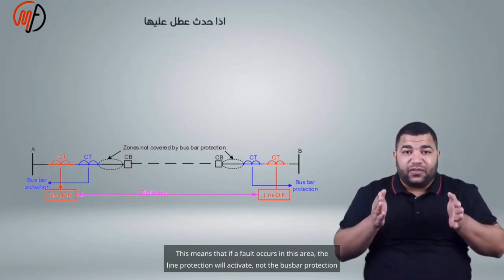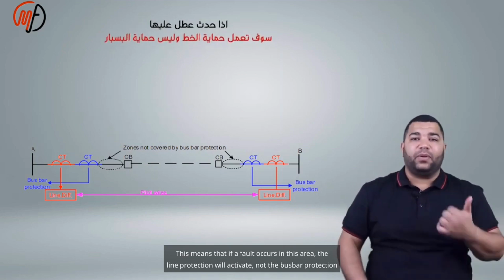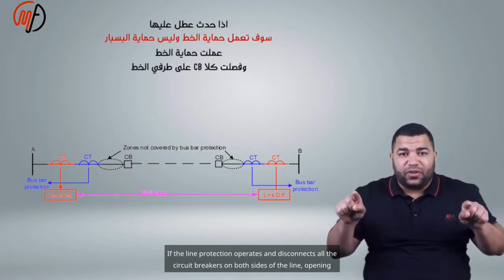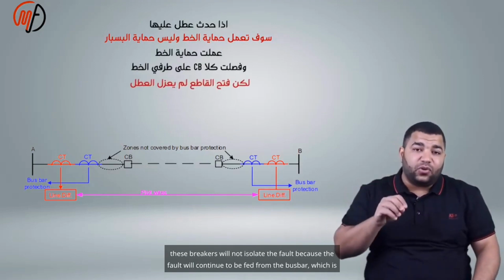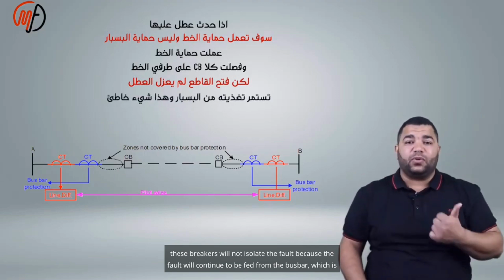This means that if a fault occurs in this area, the line protection will activate, not the bus bar protection. If the line protection operates and disconnects all the circuit breakers on both sides of the line, opening these breakers will not isolate the fault because the fault will continue to be fed from the bus bar, which is incorrect.